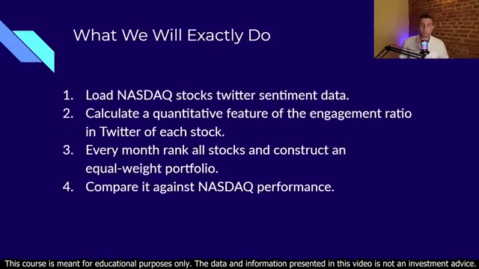What we are going to do, first we're going to load the Nasdaq stocks Twitter sentiment data. Then we're going to calculate a quantitative feature, the engagement ratio in Twitter, for each stock. After that, we're going to rank all the stocks cross-sectionally for each month and create an equal weight portfolio. In the end, we're going to compare the return of this portfolio to the Nasdaq itself. The second strategy is much smaller than the first strategy. There is no machine learning modeling in this strategy, but the idea here is to show you how alternative or different data, in this case sentiment data, can help us to create a quant feature and then create a potential strategy out of it. That's the idea of the second project.